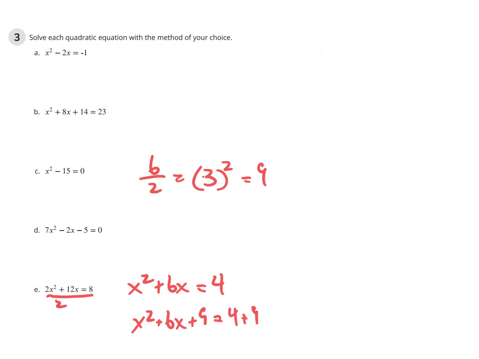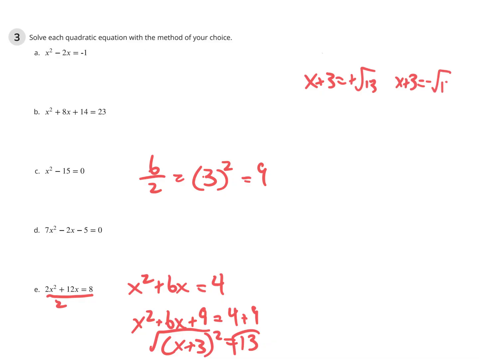The square root of 9 is 3. 2 times 3 is 6. So this is x plus 3 quantity squared is equal to 13. I take the root. I get x plus 3 is equal to positive root 13, and x plus 3 is equal to negative root 13. Subtract the 3 from both sides. And x is equal to negative 3 plus root 13 and negative 3 minus root 13.